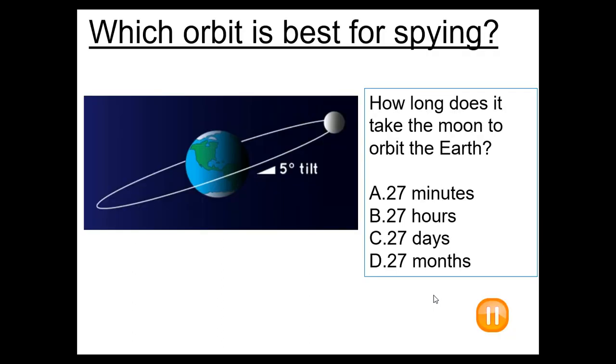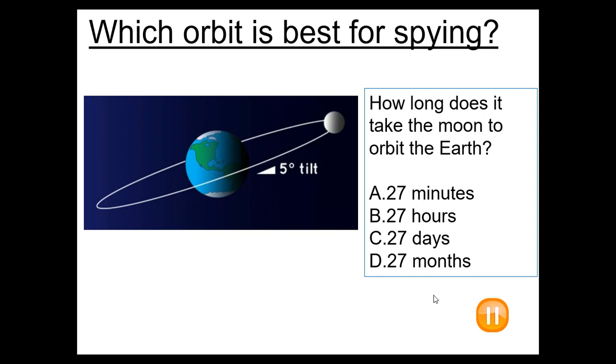And for Lesson 4, we're going to talk about orbits. A very, very important physical process for our universe, the way in which objects interact with each other, especially for our solar system, in fact. So, your driving question: which orbit is best for spying?